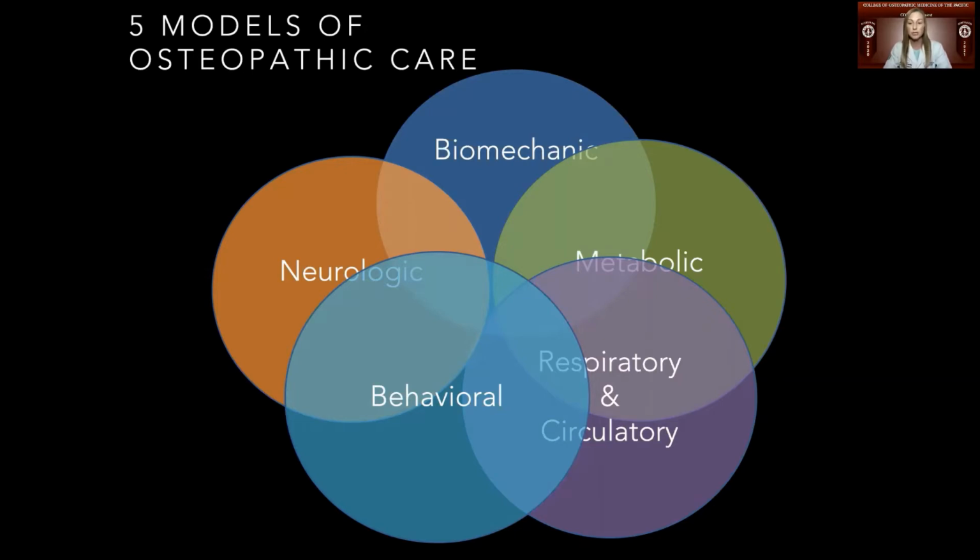For neurologic, is there an oversympathetic drive altering the patient's breathing? Metabolic, does the patient have any thyroid issues or an infectious cause like pneumonia? Respiratory circulatory, does the patient have chronic heart failure or a pulmonary embolism? Behavioral or biopsychosocial, does the patient have anxiety?